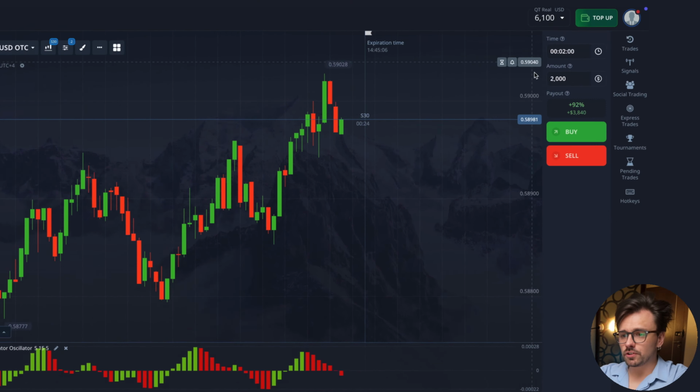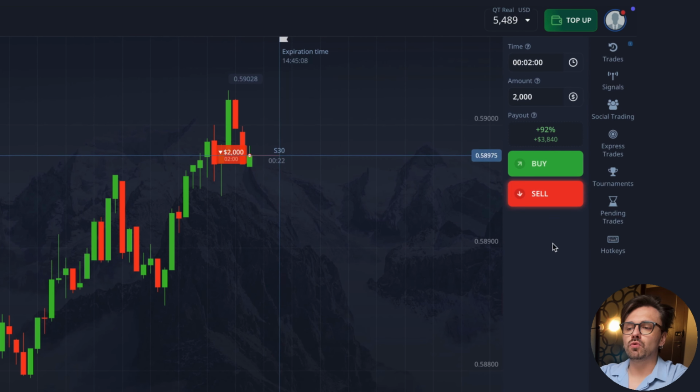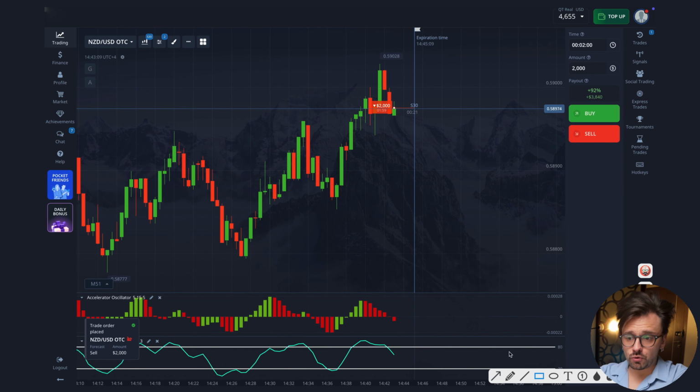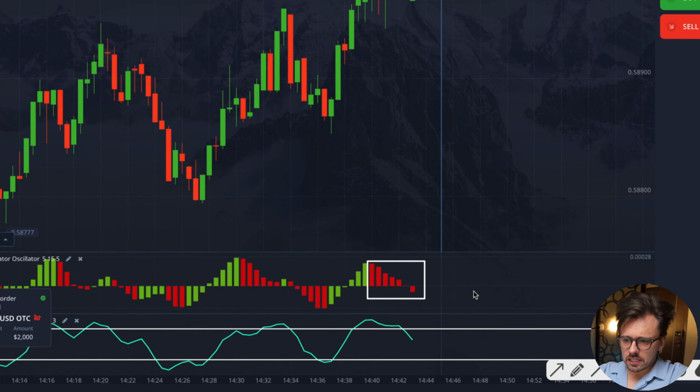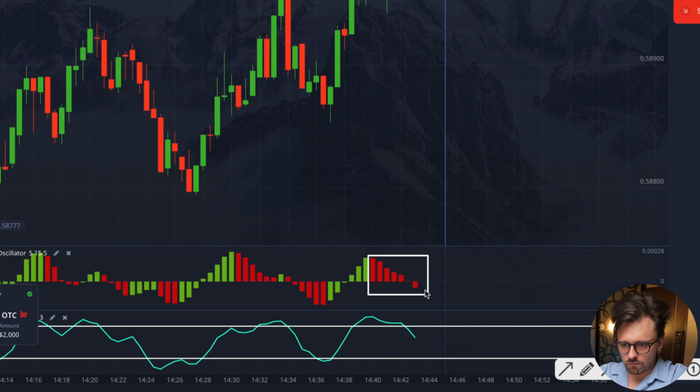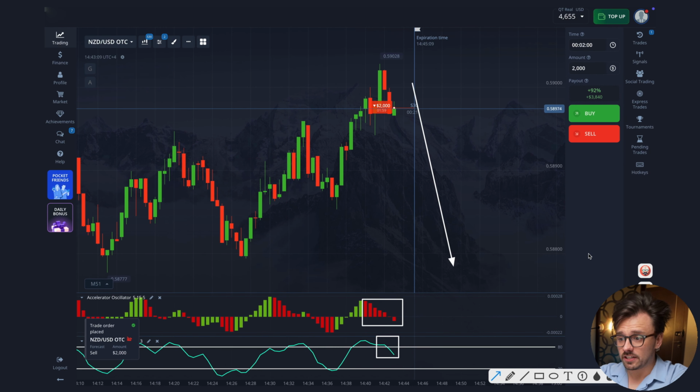So let's start with the first trade. I'm entering a sell trade for $2,000, trade duration 2 minutes. Let me explain. The accelerator oscillator is showing red bars below zero. This signals weakening bullish momentum. Moreover, the bars are shrinking, meaning buyer strength is fading and sellers are starting to take over. The market is running out of fuel. Price is losing upward speed. A downward pullback is likely starting soon.